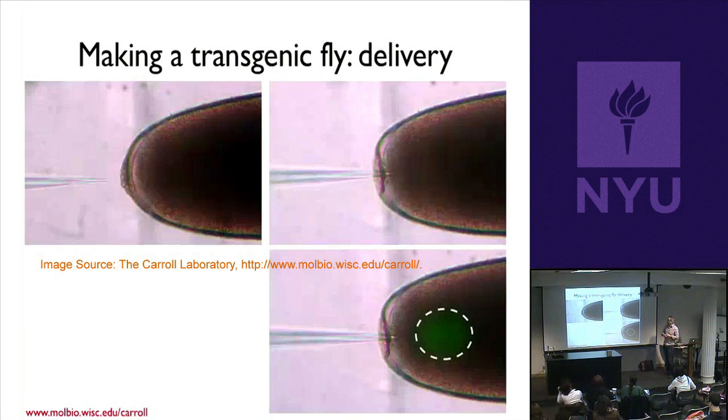So if you remember from last time, we talked about how you make a transgenic organism. So this was how you made a transgenic fly. You injected DNA into the embryo before the cells form, and then transposable elements, or jumping genes, in that DNA can actually move your DNA into the chromosomes of the fly.